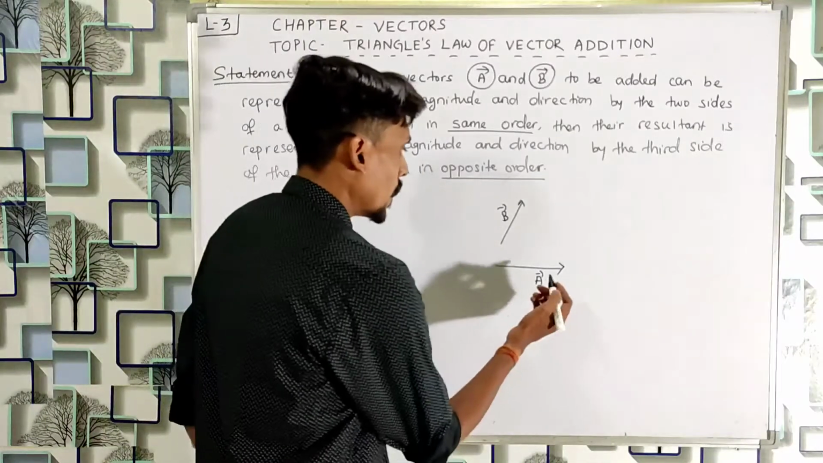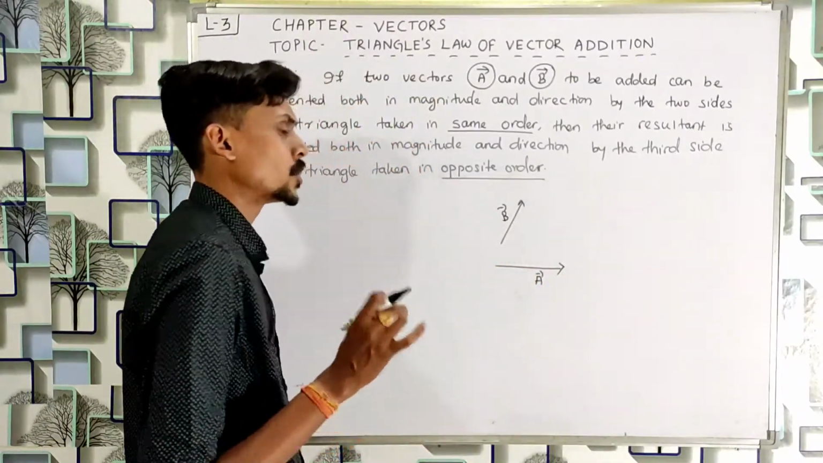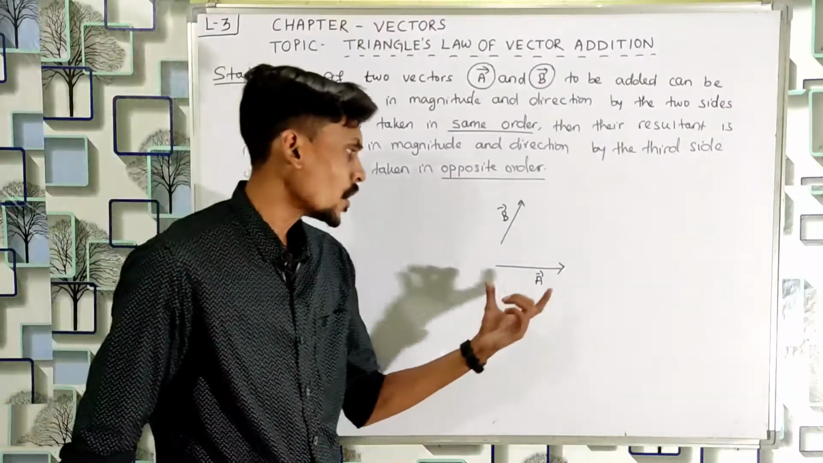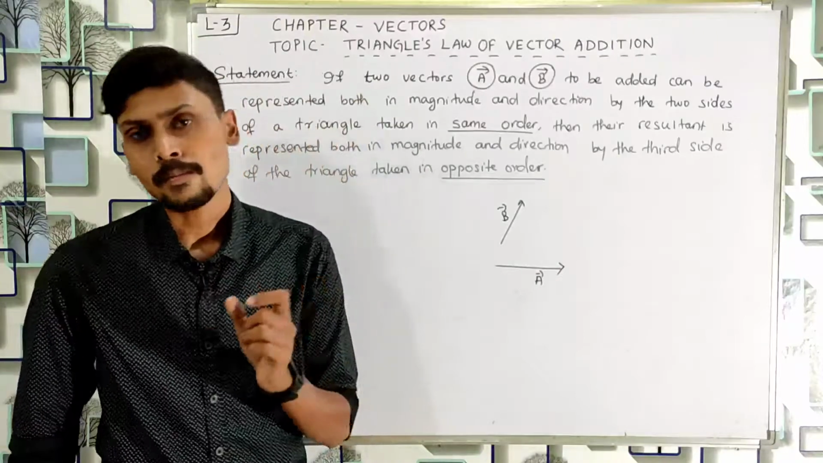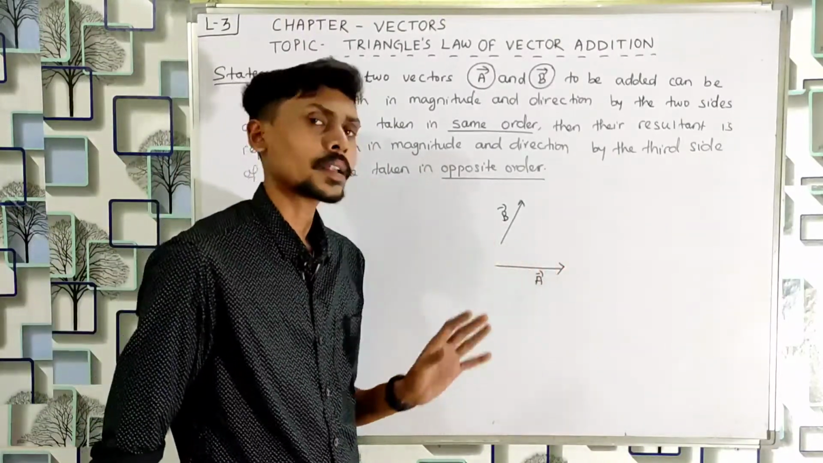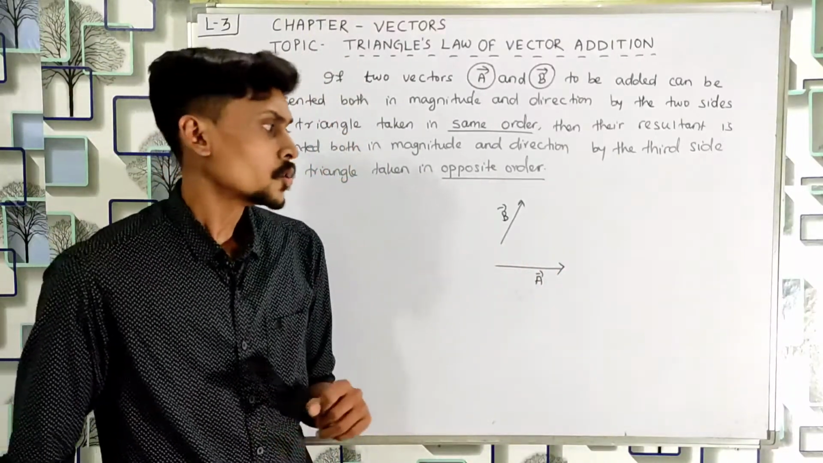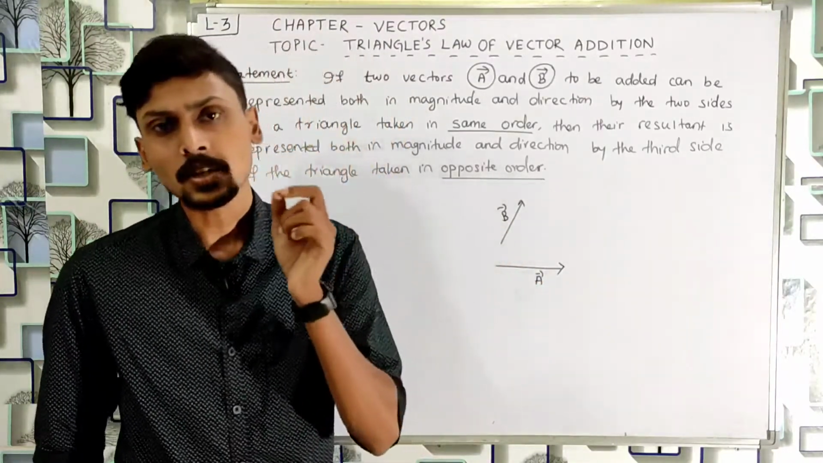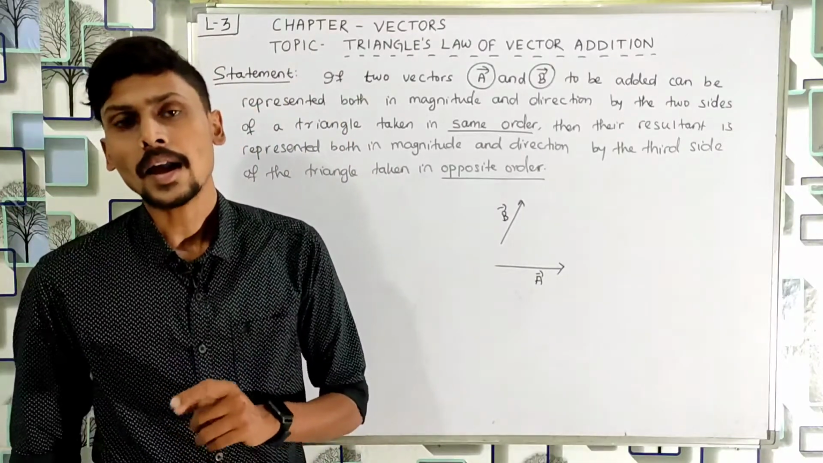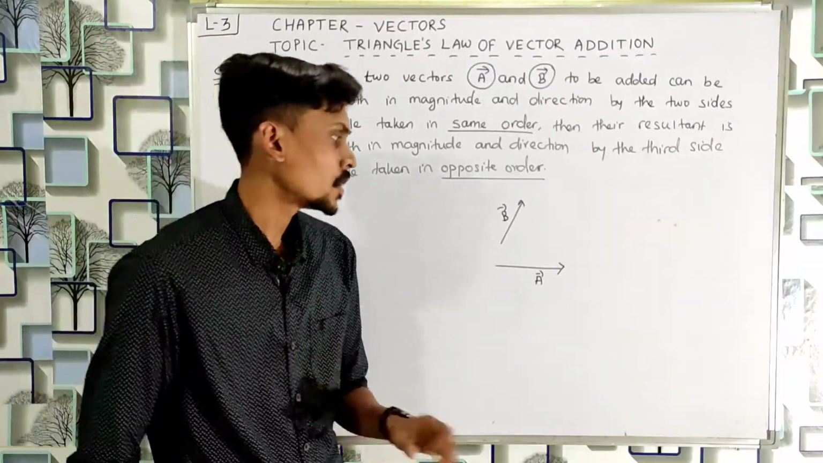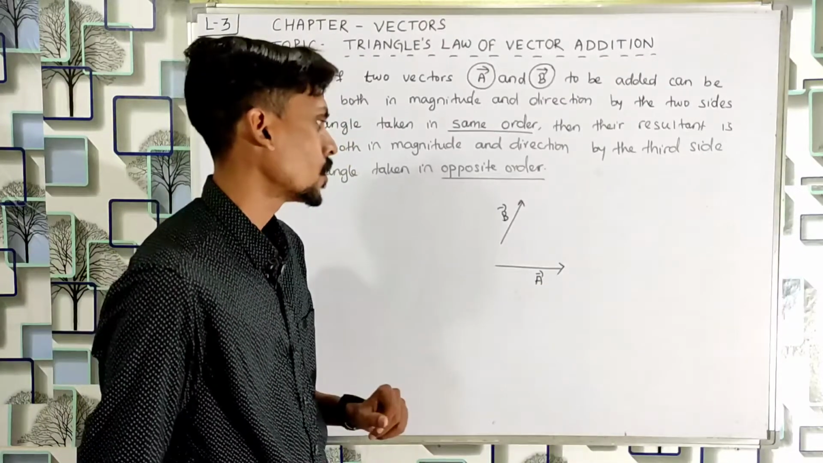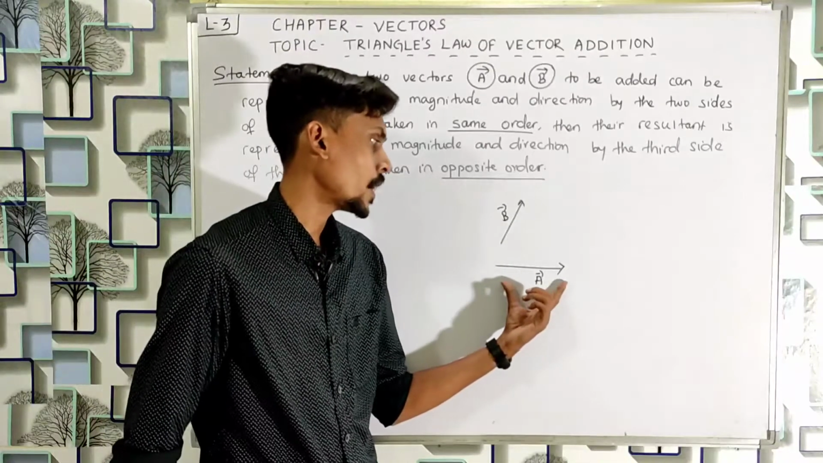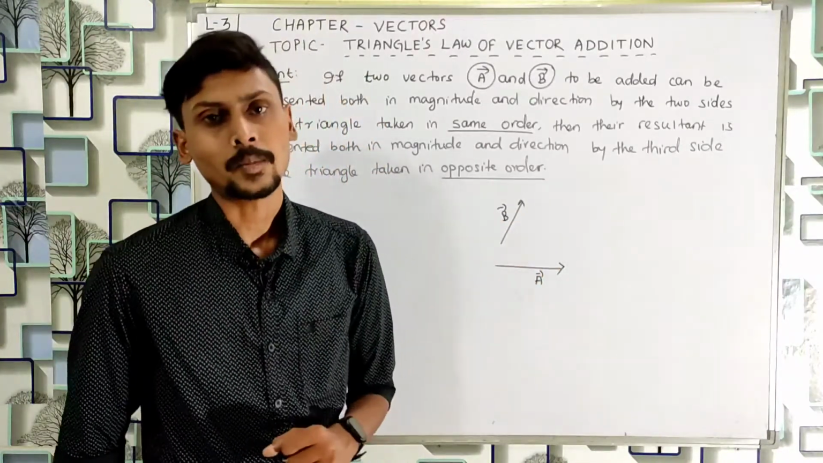So we know that a vector quantity is specified by its magnitude as well as direction. The length of the line represents the magnitude of the vector and the arrow mark represents the direction. So now I will arrange these two vectors as the two sides of a triangle, and they should be in the same order. It means the head of vector A will be joined to the tail of vector B.